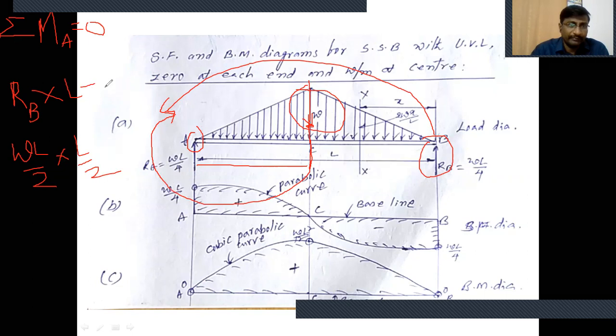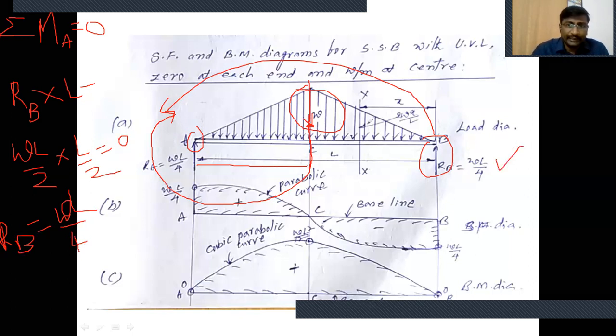So RB into L minus WL by 2 into L by 2 is equal to 0. We can equate it to 0. From this we can get the RB value. How much is the RB value? By cancelling the L on both sides, RB is equal to WL by 4. This is the WL by 4.